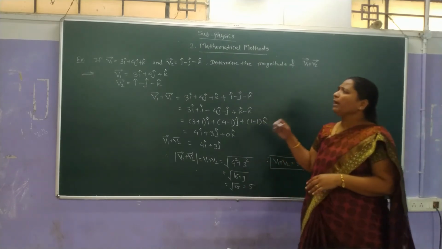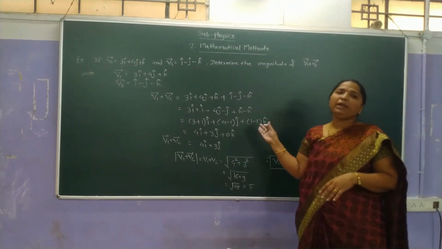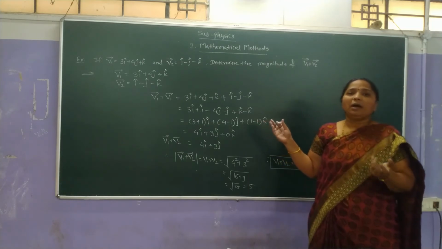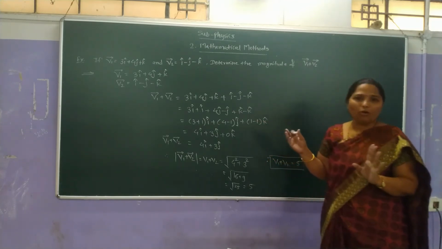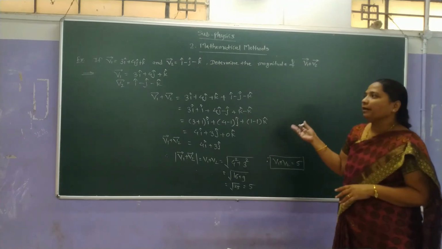Then calculate the magnitude and direction. To find the direction of the two vectors, alpha is equal to tan inverse of q sin theta upon p plus q cos theta. Then calculate their direction.